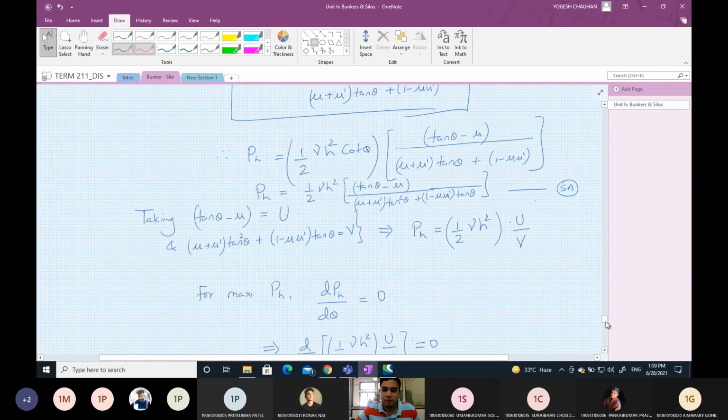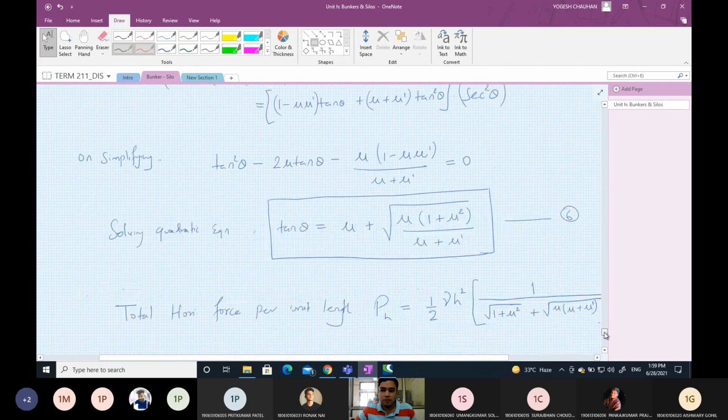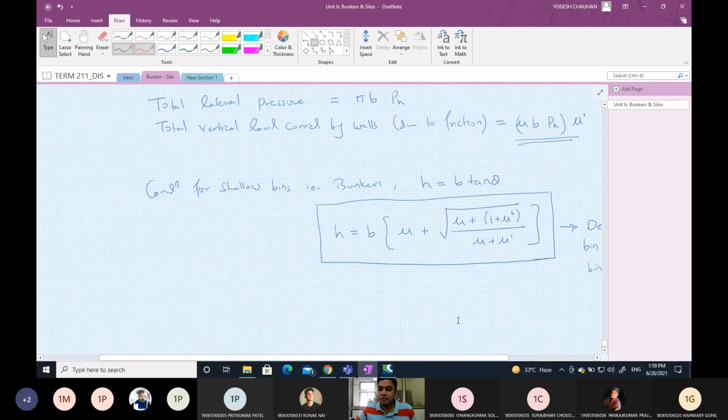Still the second case is remaining, in which the plane of rupture cuts the opposite vertical wall. And that will be the case of silo. But we stop here. In the next class, we'll go through the derivation of the second case.